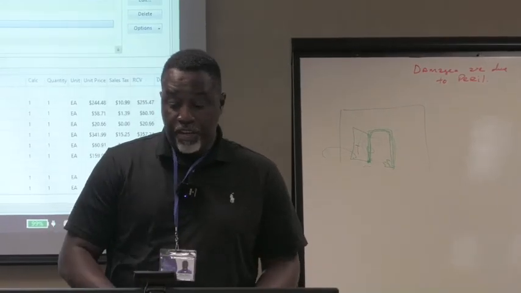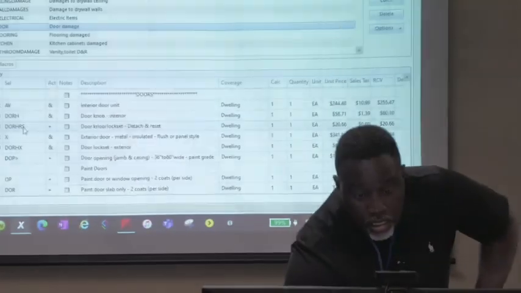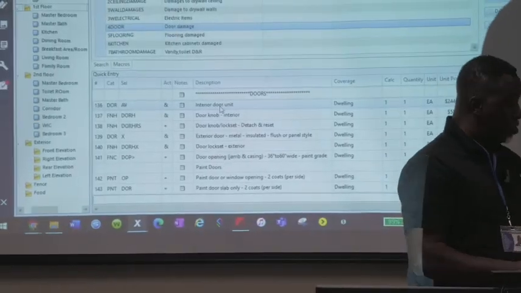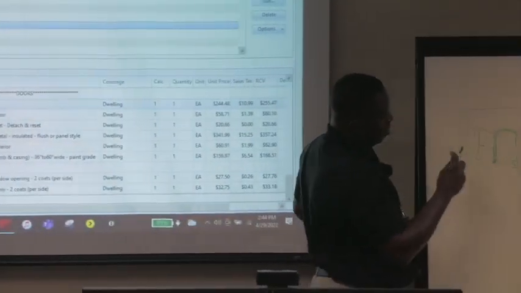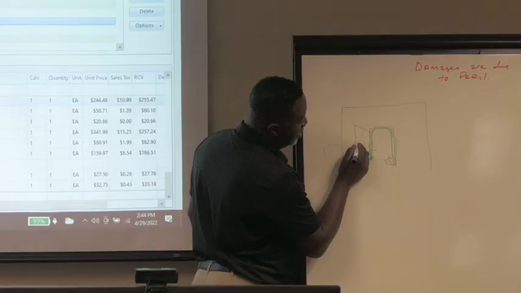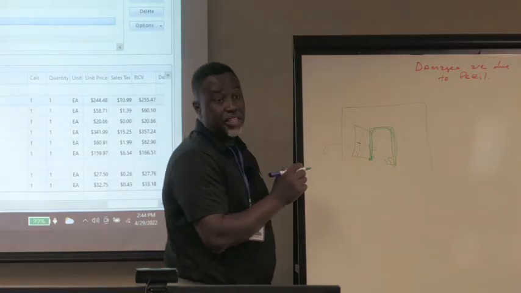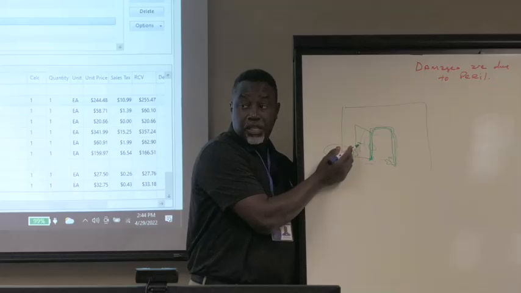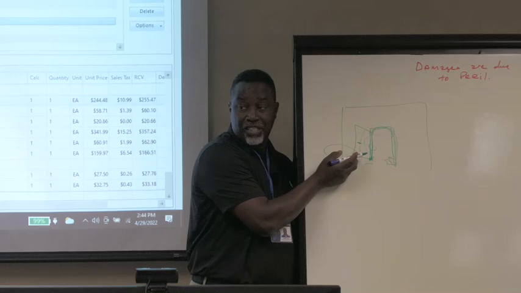So you have your macro here. You have the interior door unit, but also if you change out the door, guess what's installed on that door? The lock set. Hinges, yeah. The lock set. So are we going to replace the lock? No. We're going to detach it and reset it to the new door. All right, that's a little bit of consideration, right?